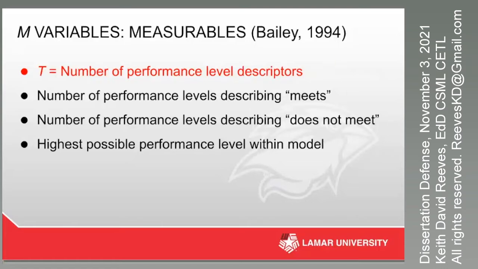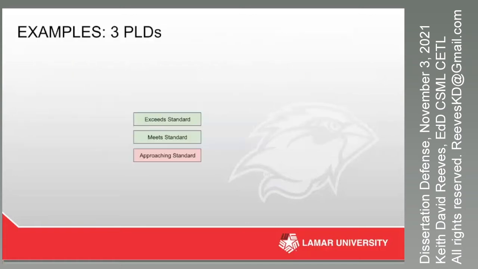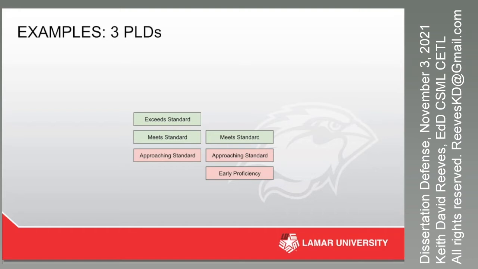The first M variable is the total number of PLDs in the model. We're going to call this T for total, and I find the best way to explain this is to visualize it. Here's an example standards-based report card model. It has 3 PLDs: approaching, meets, and exceeds. This model's M variable of T, the total, therefore equals 3. Here's a different model that uses different language and a different arrangement. However, the T value is again 3. All we're doing is counting PLDs.